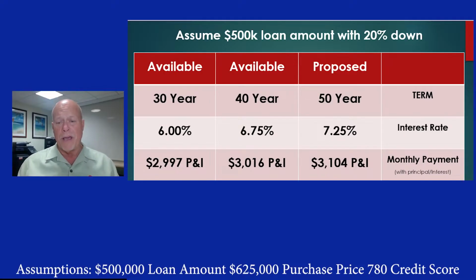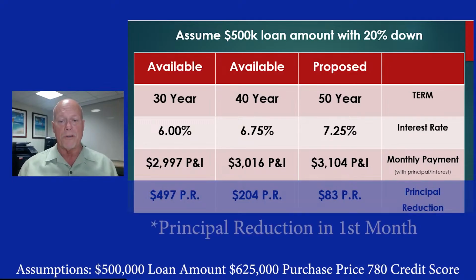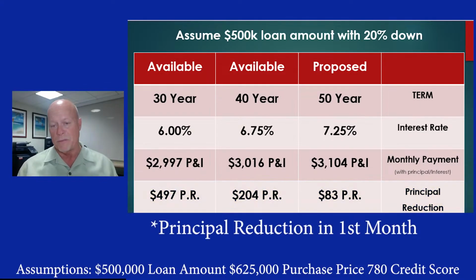On the next row, I've got the amount of principal reduction that occurs in the first month of each loan term. 30-year, $497 the first month. 40-year loan, only $204, less than half. And then shocking, look at the 50-year. First month, $83 principal reduction after paying $3,100 a month on a $500,000 loan. That's puny, right?